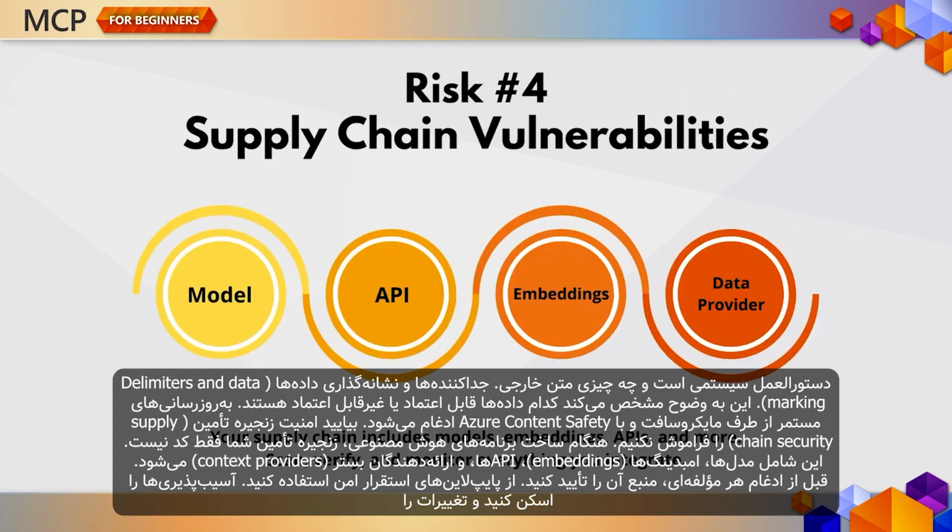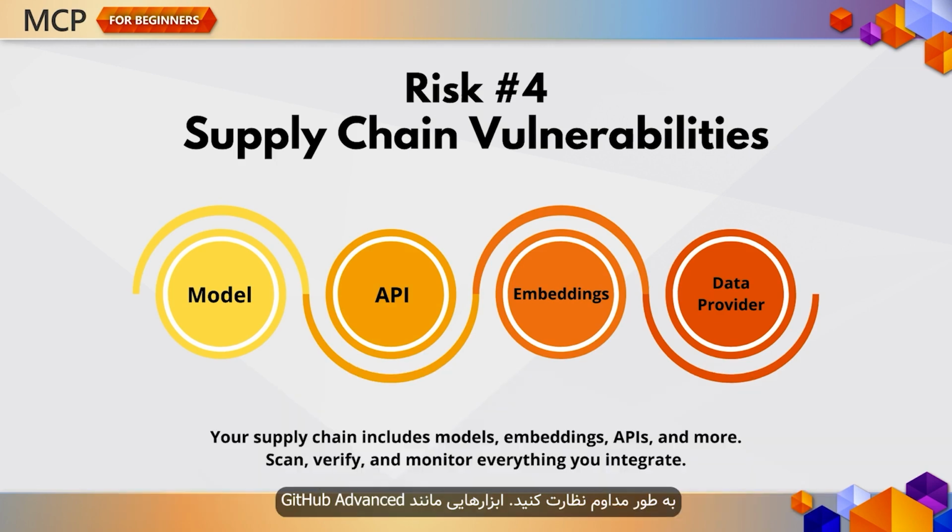Let's not forget about supply chain security. When building AI apps, your supply chain isn't just code. It includes models, embeddings, APIs, and context providers. Before integrating any component, verify its source. Use secure deployment pipelines, scan for vulnerabilities, and monitor for changes continuously. Tools like GitHub Advanced Security, Azure DevOps, and CodeQL are key allies here.